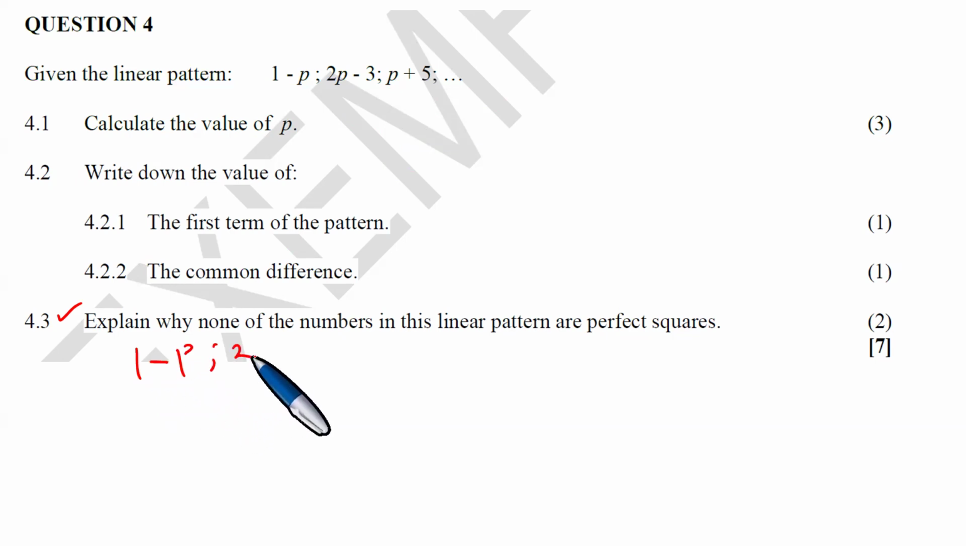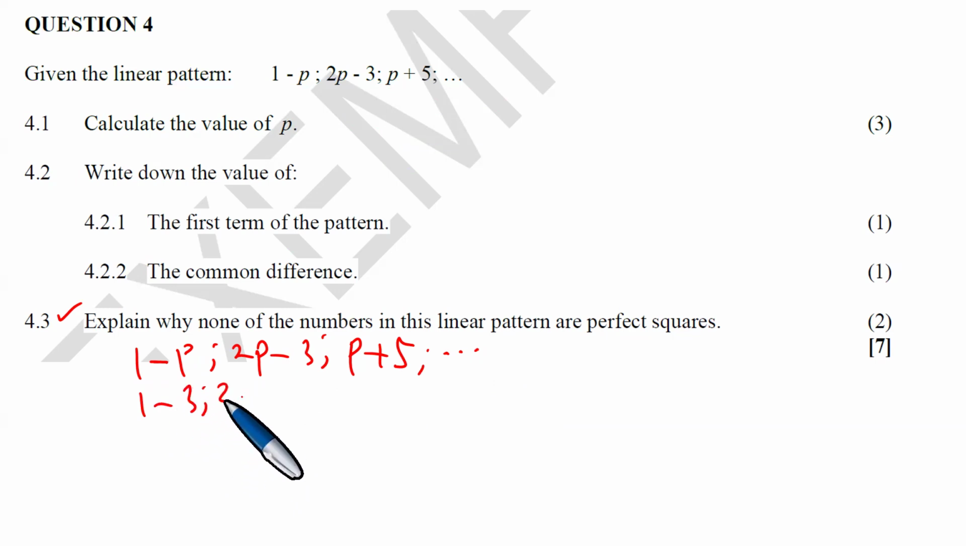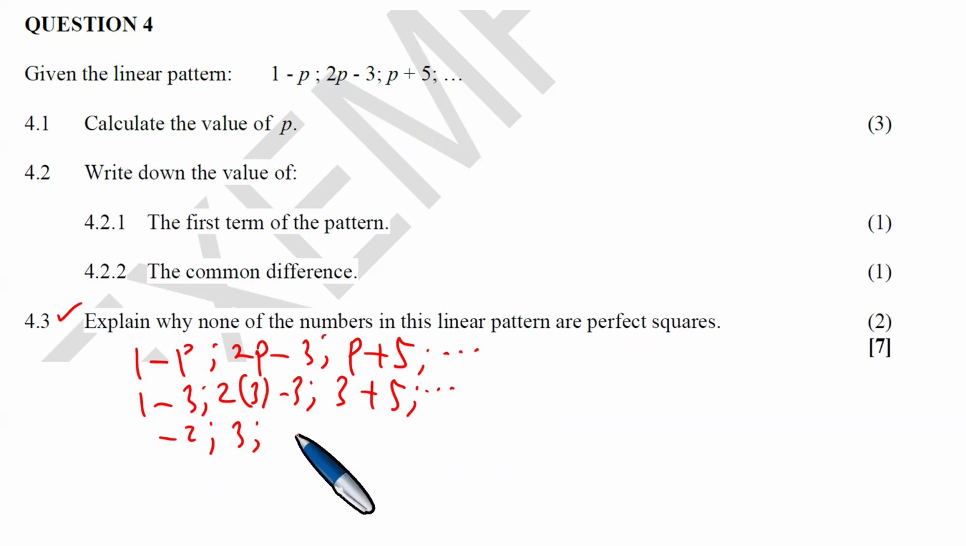1 minus p, 2p minus 3, p plus 5, and so forth. Then we have 1 minus 3, 2, 3 minus 3, 3 plus 5, and so on. 1 minus 3 is minus 2, 6 minus 3 is 3, 3 plus 5 is 8, and so on. Okay, now we have this particular pattern. So explain why none of the numbers in this linear pattern are perfect squares.